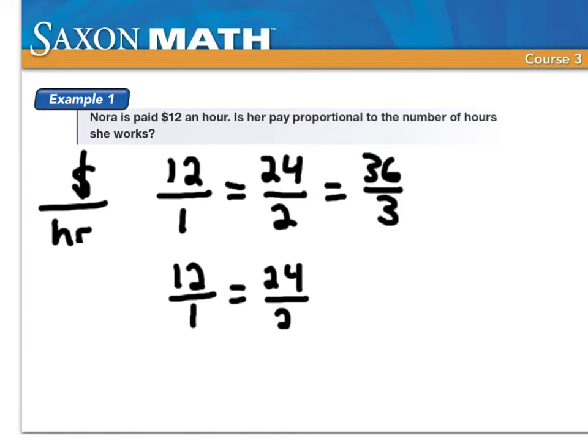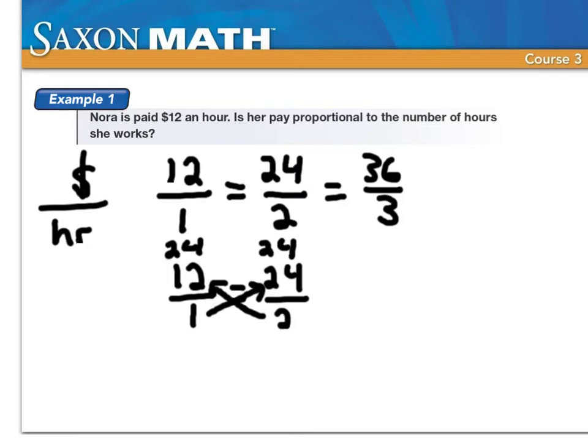That means I'm going to multiply these two numbers. Okay, 12 times 2 is 24. Now I'm going to write that answer up above this 12. Then I'm going to multiply these two numbers, and 1 times 24 is 24. And if I look at these two numbers, 24 is equal to 24. That means that these two ratios are proportional. Okay, they're equal to each other. And that's what proportional means.